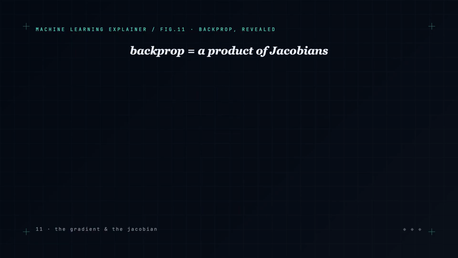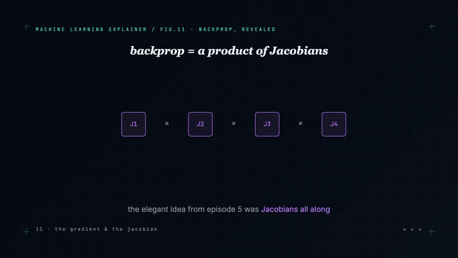Here's where it all connects back to backpropagation. A network is layers chained together, and the chain rule says the Jacobian of the whole network is just the product of each layer's Jacobian. Multiply them layer by layer from the output back to the input. That chain of Jacobian multiplications computed efficiently is backprop. The elegant idea from episode 5 was Jacobians all along.